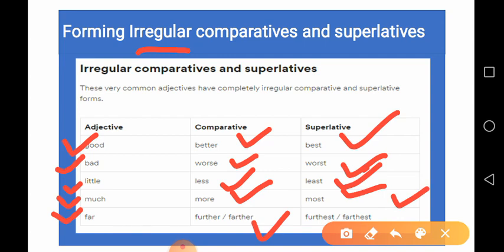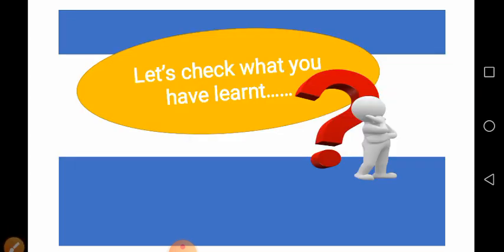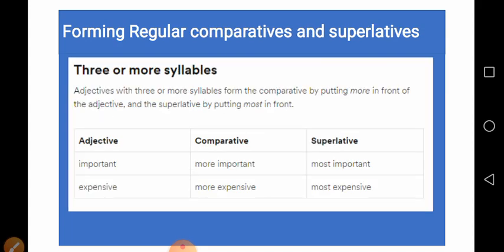So, these are the irregular comparatives and superlatives of these adjectives. Remember them, because we do not always add er or est while making the comparative and superlative. So, these changes must be learned. Okay. Now, let us check what you have learnt.